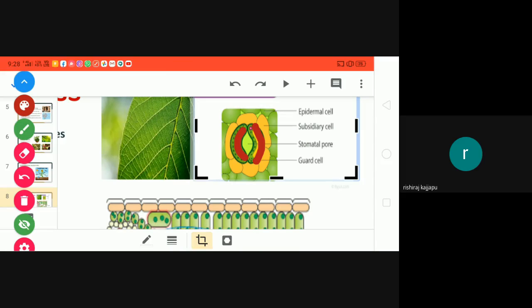Is it right? And see the brown color. I pointed the brown color. These two are called guard cells, and these guard cells protect the stomata. These two guard cells protect the stomata. Is it clear?